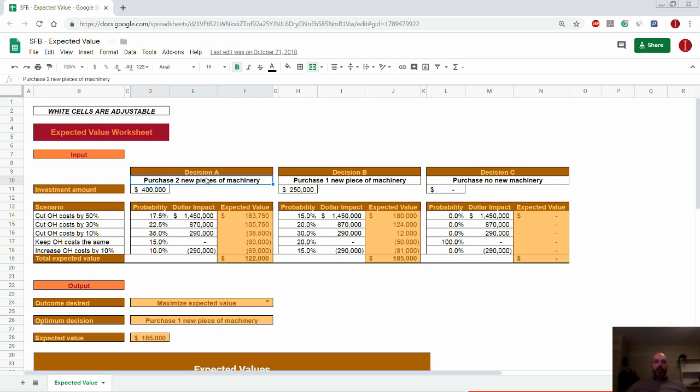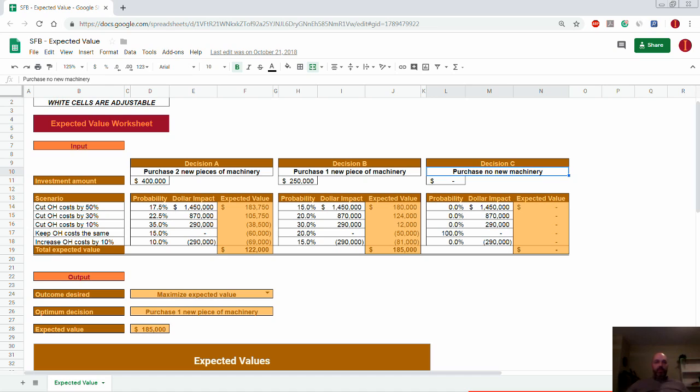Looking at each of the decisions here, just drop a description in there. Now obviously every decision you're faced with isn't necessarily going to have three alternatives, but for the purposes of illustrating the expected value concept and trying to keep things relatively simple, I just kept it to three. So you'll see there the place to put three descriptions, and then the initial investment amount.